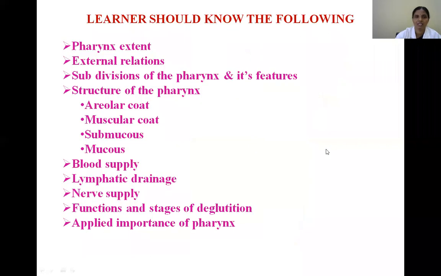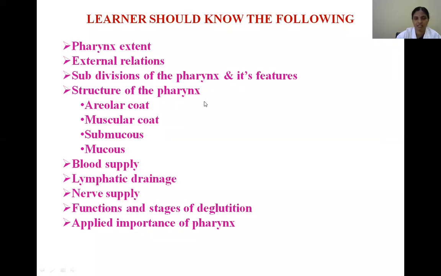So let us see what are the things we are going to discuss. What is the extent of the pharynx, where it is present, and what are the vertebral levels. Then external relations. The relations are very, very important, so we'll see what those relations are. Then subdivisions of the pharynx. As it is a tubular structure, how is the internal aspect of the pharynx divided, and what are the important features.